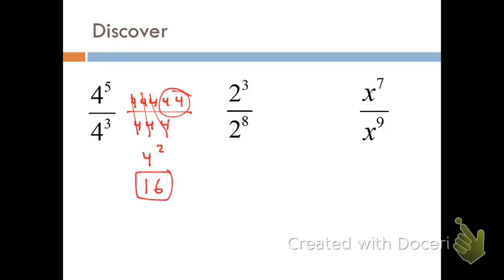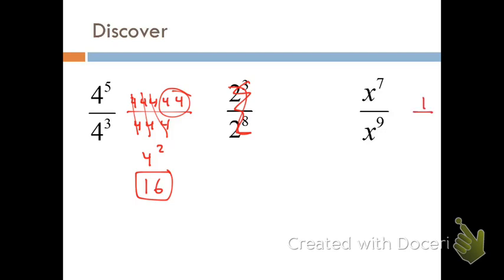All right, skip the second one. Go straight to the third one. I don't feel like writing out 8 2 times. So, x to the 7th would be how many x's in the top? 7. X to the 9th would be how many x's in the bottom? 9. Where are there more x's at? At the bottom. How many more? 3.